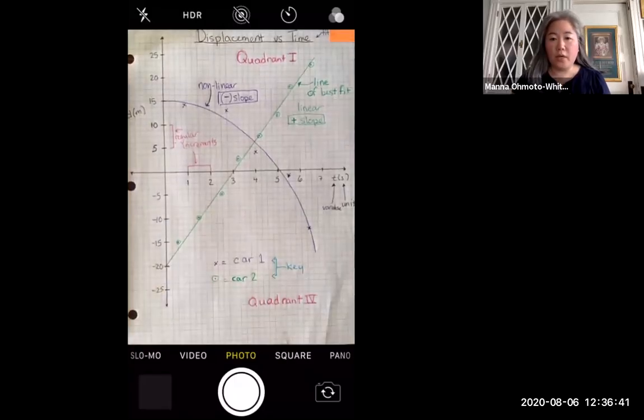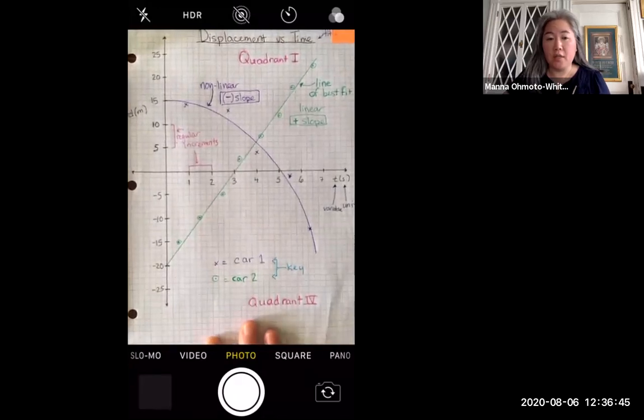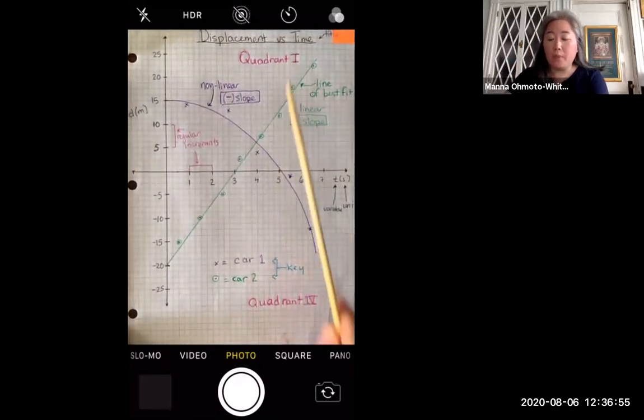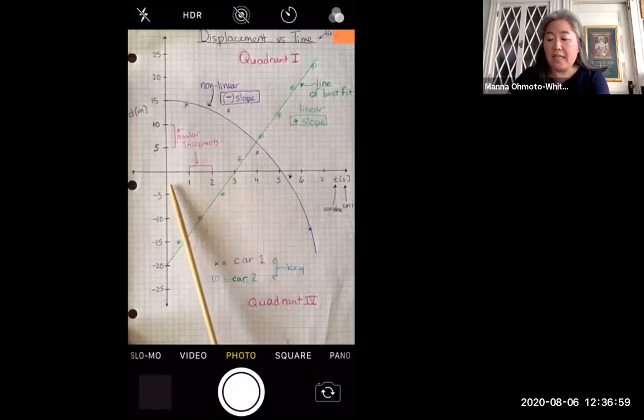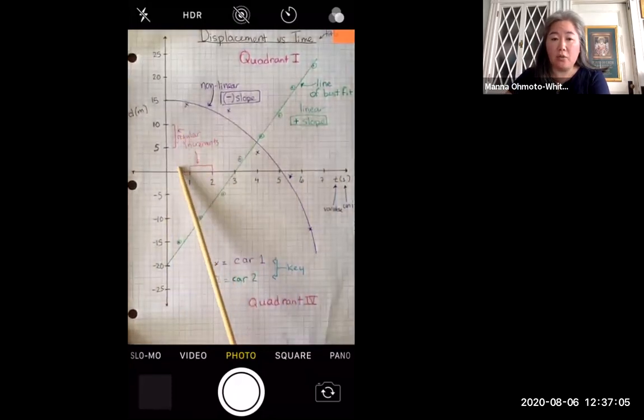This is a video on graphs, an introduction to graphs. The graphs that we will be using in physics class are going to be line graphs. We will be using quadrants 1 and 4. Just to remind you, quadrants 1 and 4 mean that the x-axis values will be positive, and the y-axis values can either be positive or negative.